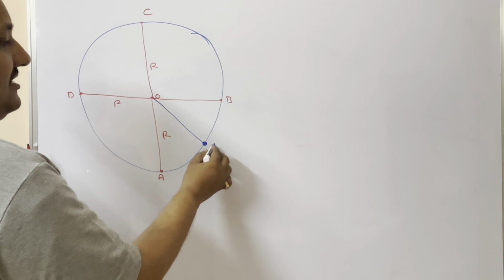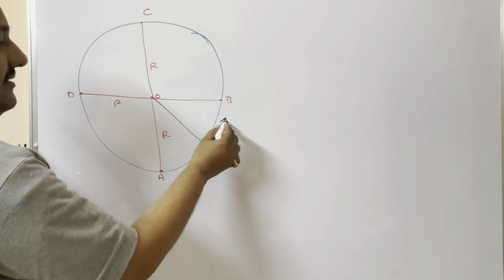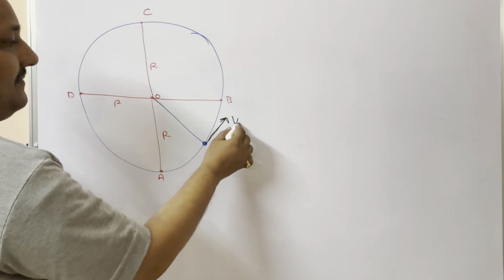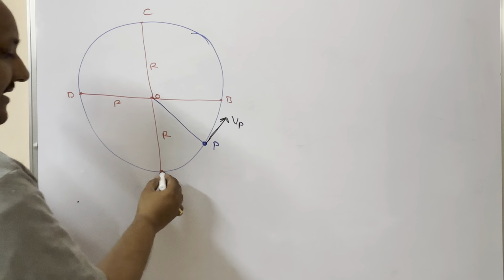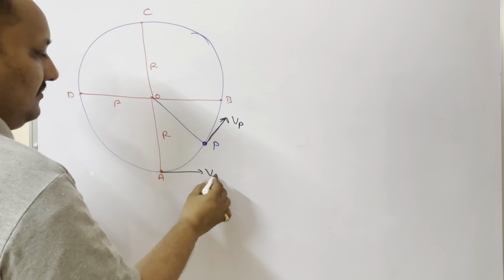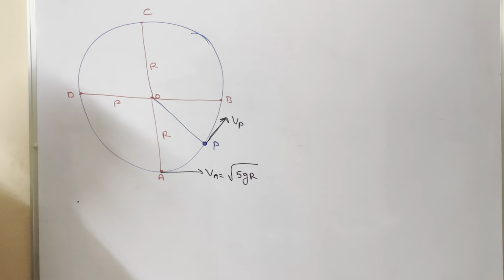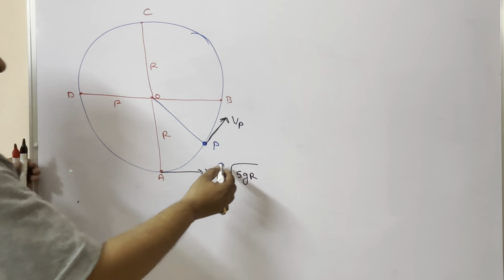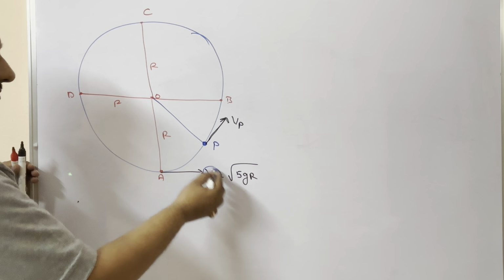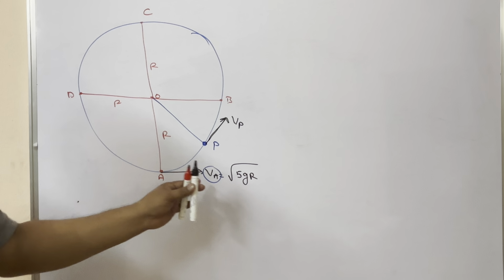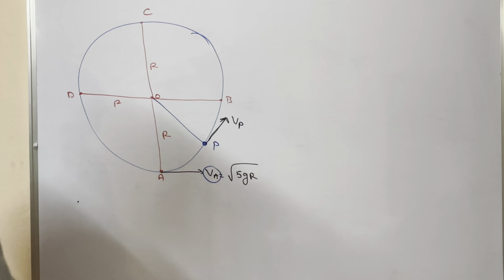Let us assume this is the point P where the object is going to be present. So always the tangent gives the direction of velocity. So VA we got already. That is going to be root 5GR. Now sometimes they will give this value, otherwise VA only, or some equation V naught, like that they are going to give at the bottommost point of vertical circular motion.